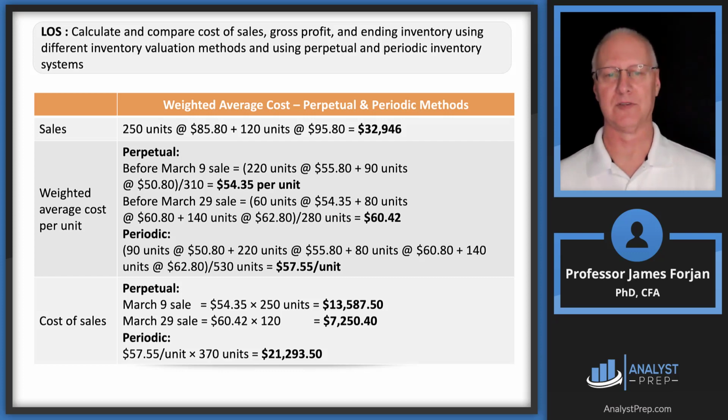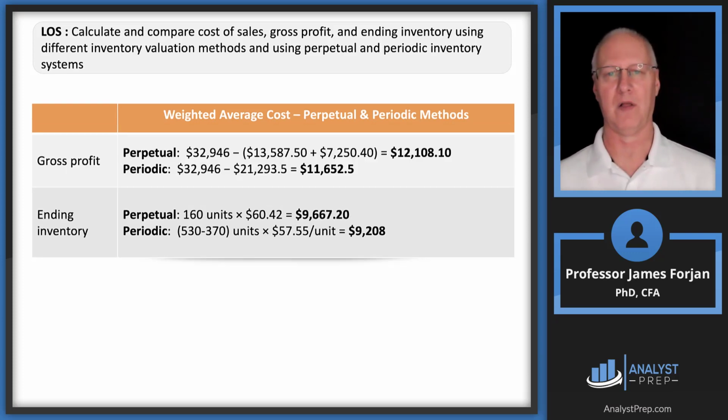Now then, to get cost of sales, what we need to do is multiply the $54.35 times the 250, right, the 220 plus the 30, and then the $60.42 times the 120. And so if you sum those, you get almost 21,000. And then under the periodic, you get a little bit more than 21,000. And on this next slide, I go ahead and sum those for you.